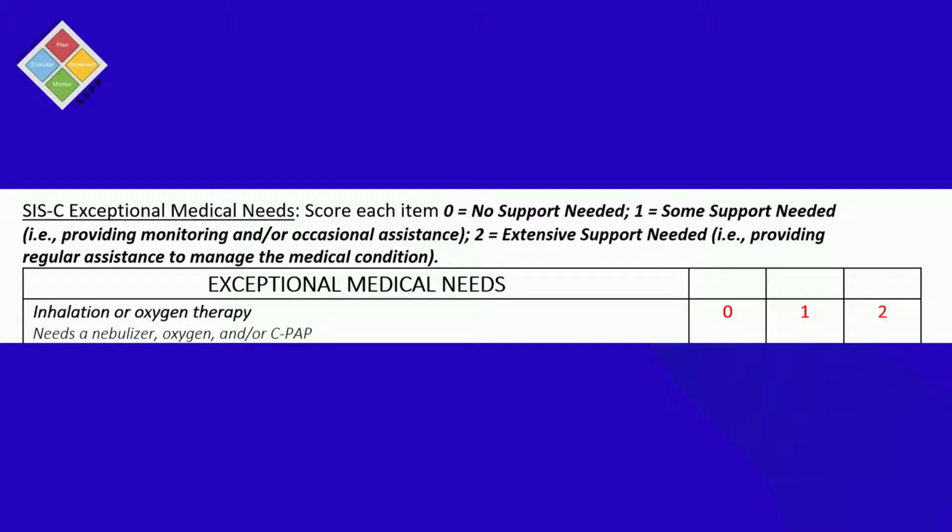I see that the first item is inhalation or oxygen therapy, and the short description is that this item pertains to a student who needs a nebulizer, oxygen, and/or a CPAP. This item would apply to a student with asthma or cystic fibrosis who might need inhalation or oxygen therapy. For a student whose lungs were healthy and had no problem breathing, they would have no need for inhalation or oxygen therapy, and their score should be a 0 on this item. That's right. Healthy lungs and healthy breathing should result in a score of 0 on item 1 because no support is needed.